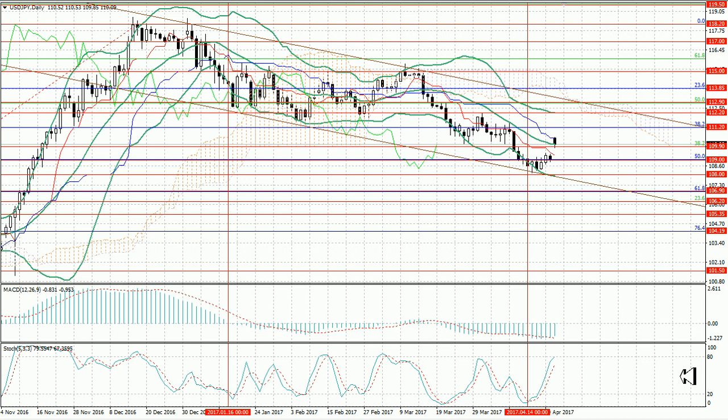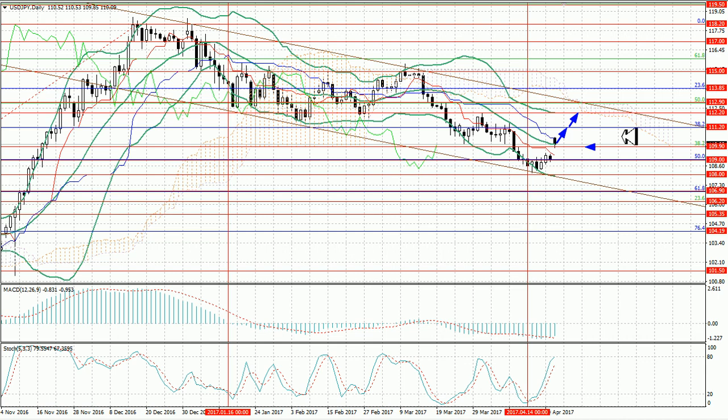The USD JPY pair continues to trade within the downward channel. Last week, the price rebounded from its lower border and grew to the area of the middle line of Bollinger Bands at the level of 109.90. The growth can continue to the levels of 111.20 and 112.20.